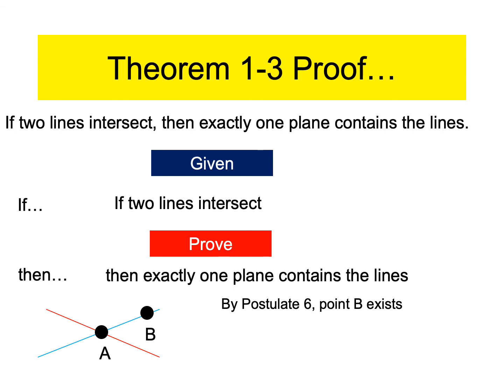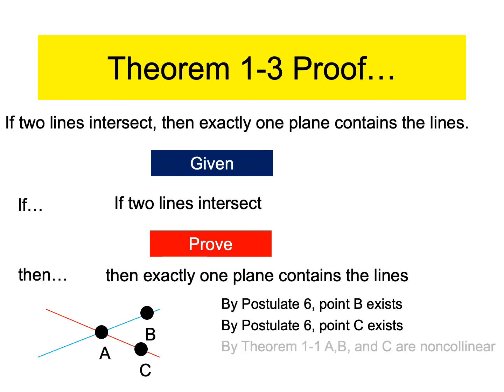I could say the same thing for the red line. There must be another point on it by postulate 6. Let's take a look at those 3 points. Are they collinear or non-collinear? We know if 2 lines intersect that they can only intersect at one spot. That's Theorem 1.1. Therefore they must be non-collinear, because we put B on the blue line, we put C on the red line, and we've already pointed out that the one spot they intersect is point A. Therefore, A, B, and C are non-collinear.